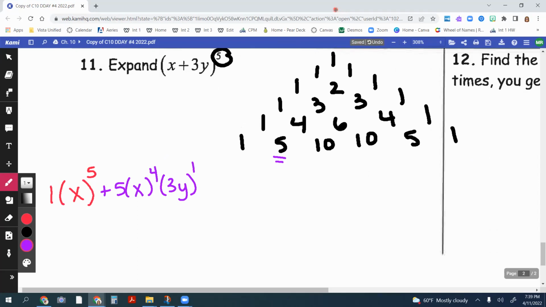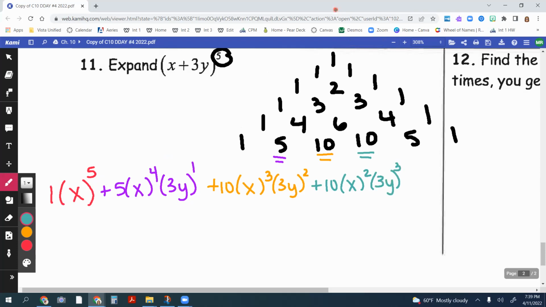Each time those are going to add. And then I have a 10. So this is going to be plus 10 times x to the 3rd and 3y to the 2nd, because 3 plus 2 is 5. And then plus 10 times x to the 2nd, and that means my 3y is going to be to the 3rd. Plus 5 times x to the 1st and 3y to the 4th. And last, I'm going to have 1 times 3y to the 5th.